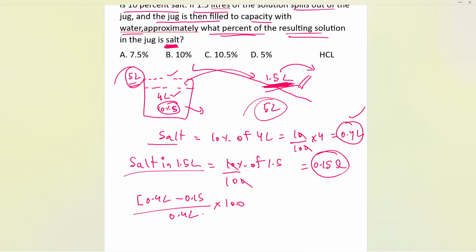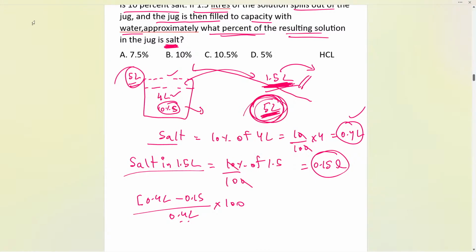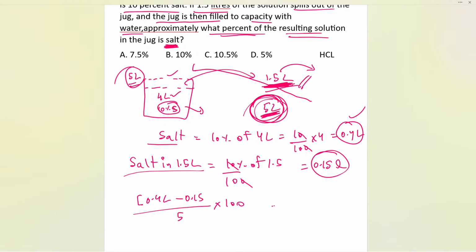Okay, so one more thing, not 0.4, because after that we added the total water also. The total quantity is 5 liters. So we need to consider only the 5 liters. Let's erase it. That is 5 liters, not with respect to the salt only. We need with respect to the total. So now 5 liters we have. Now it will be what?